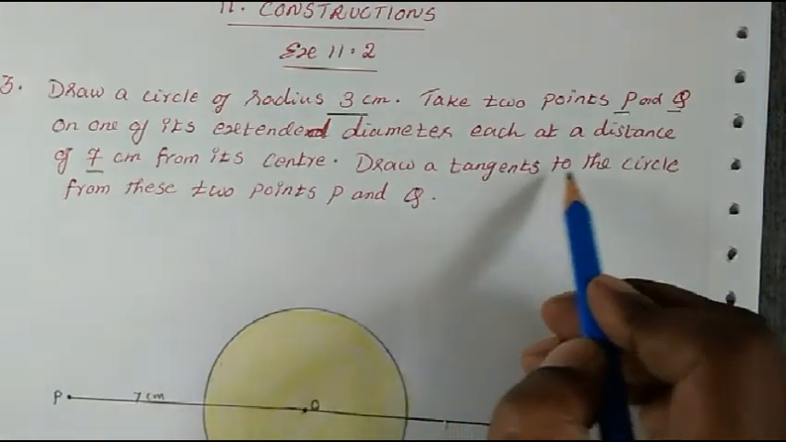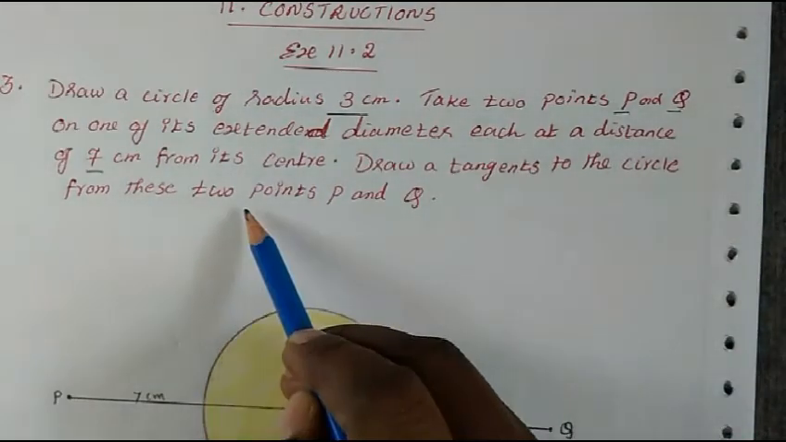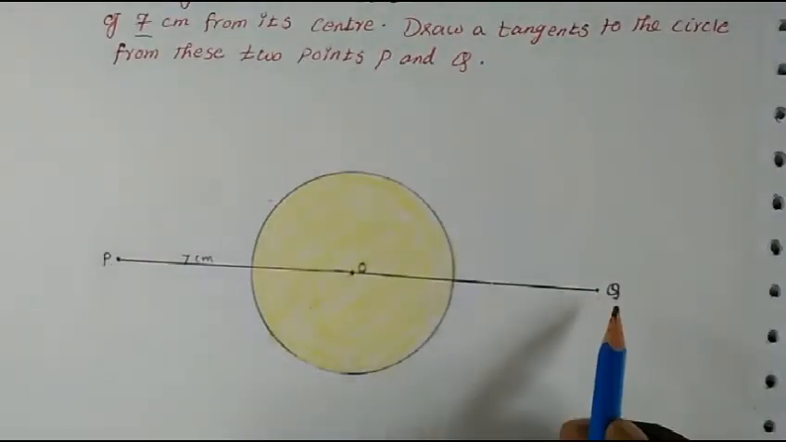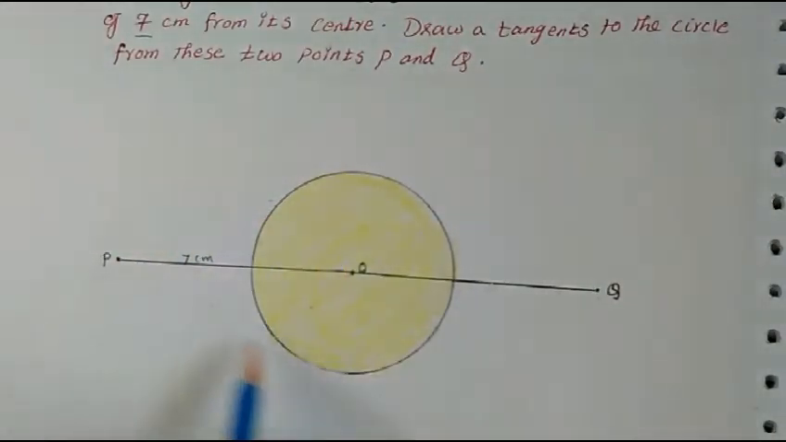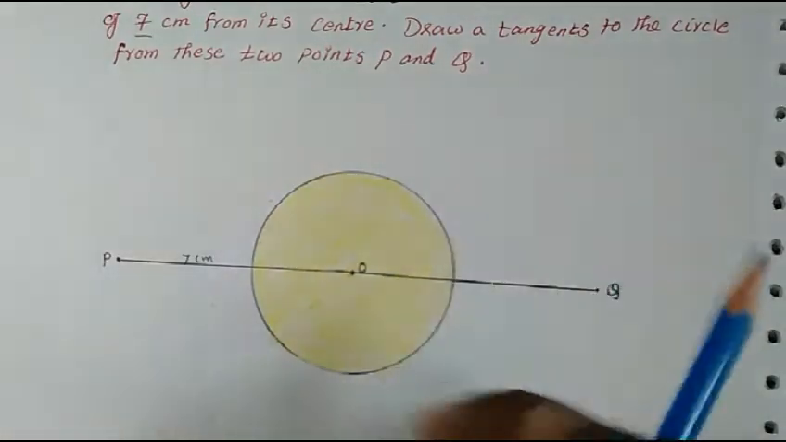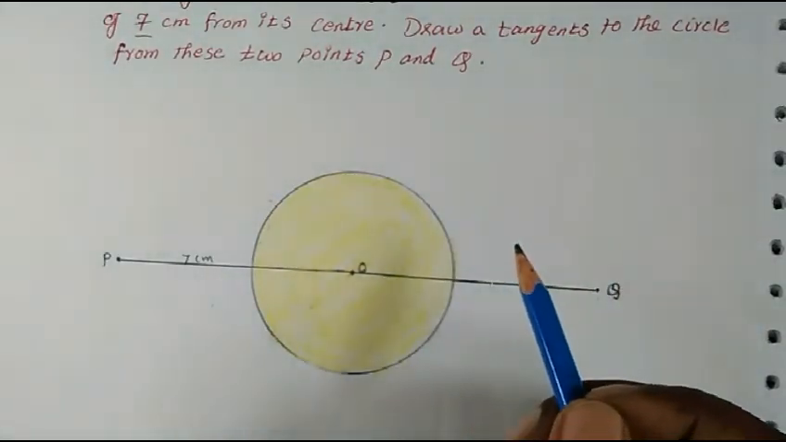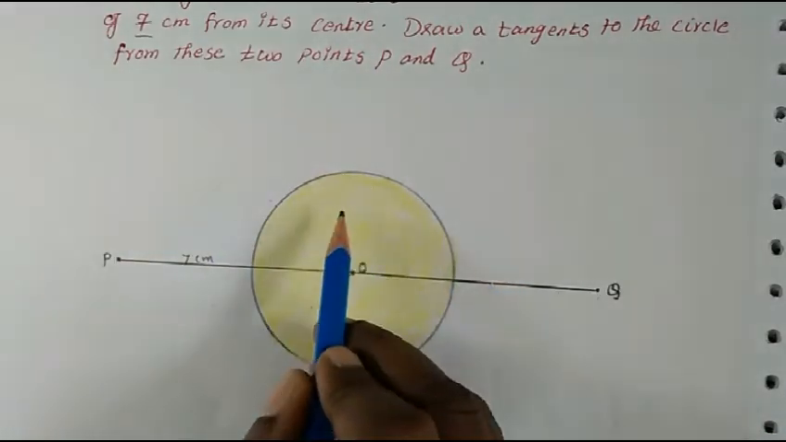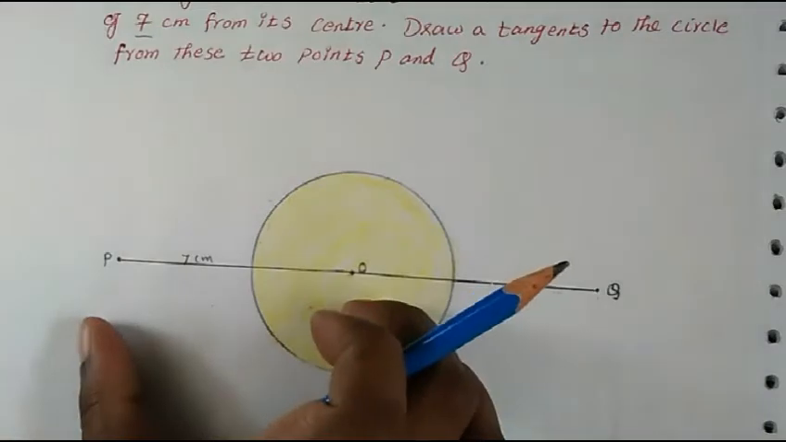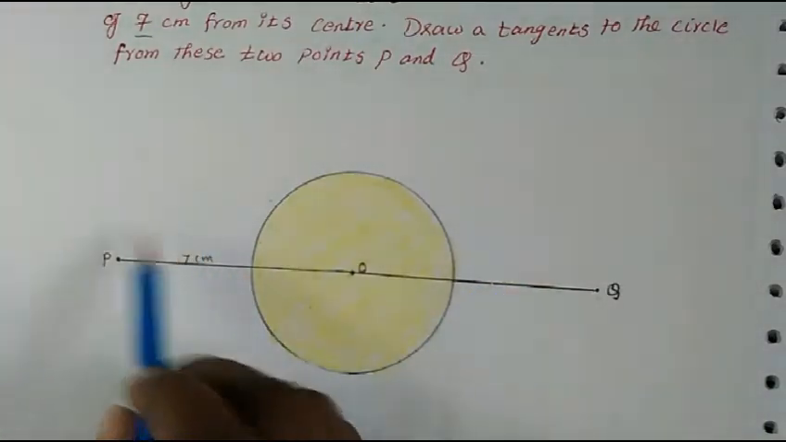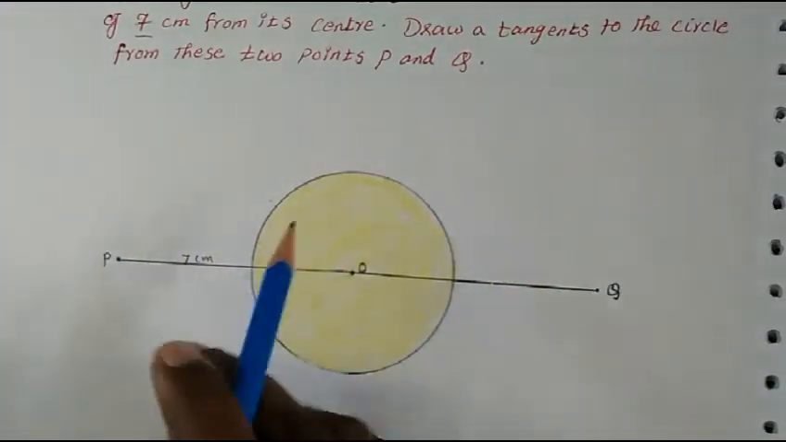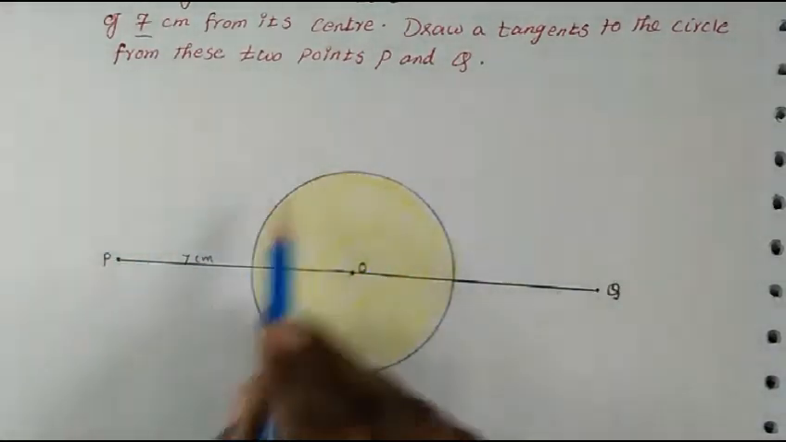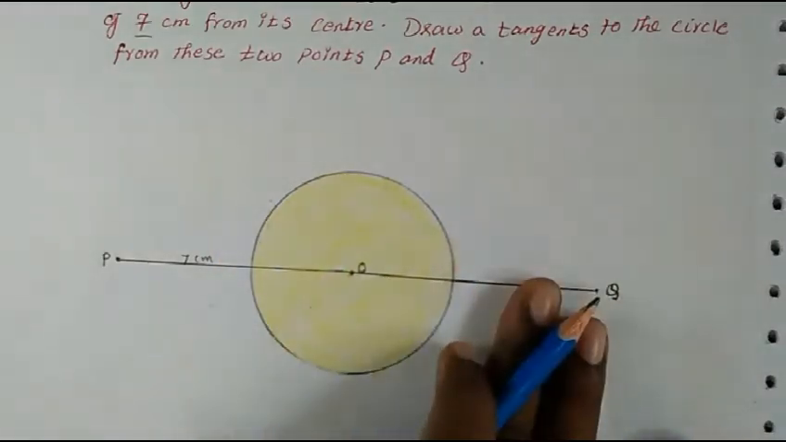Draw a tangent to the circle from these 2 points P and Q. So from these 2 points, from P and from Q, we have to draw a tangent for this circle. And I told you, in the previous two sums we saw how to draw the tangent. Just like that, you cannot draw a tangent. You have to get a midpoint for this side and then draw a circle, and that circle will intersect the original circle at 2 points. That point you will join. So same way you have to do this side also.